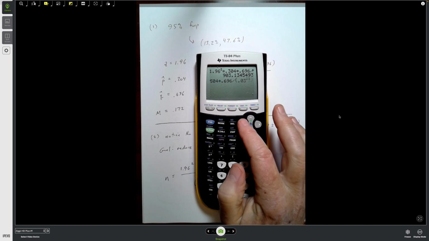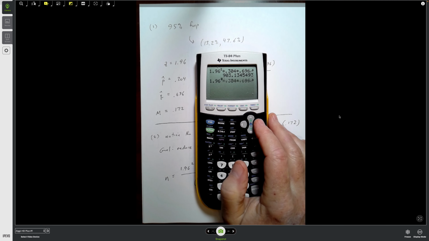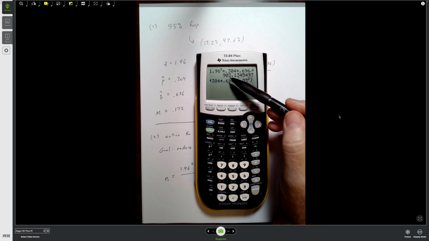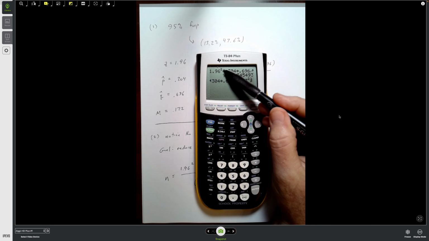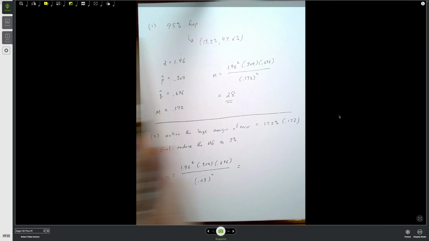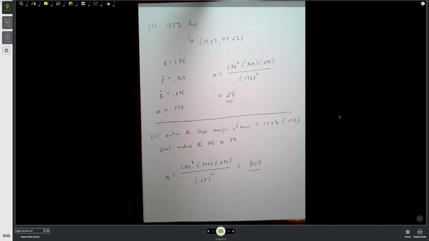So I have, from left to right, 1.96 squared times the p hat, 0.304, times the q hat, or 1 minus p hat, and then I divide by my desired margin of error, which is 0.03 quantity squared. So I always round up sample sizes so I can meet the desired outcome. 903 wouldn't meet it, but 904 will. So my sample size would have to be increased by quite a bit to 904.